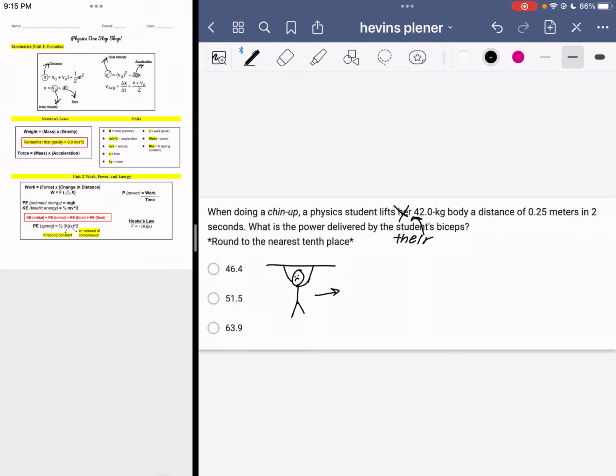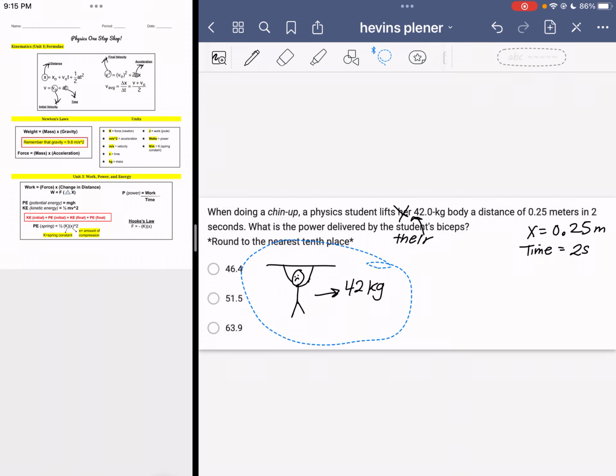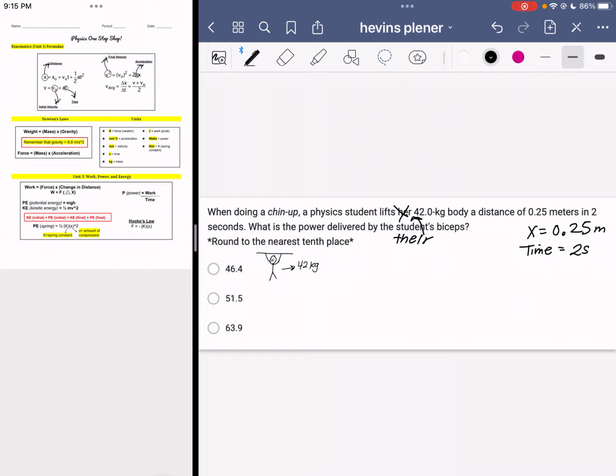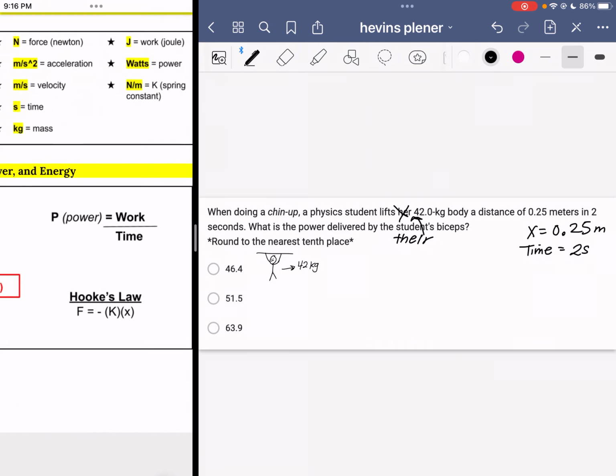So, my mass is 42 kilograms. Our distance is 0.25 meters. Our time is 2 seconds. What is the power delivered by the student's biceps? Okay, so this is a 3-step problem. So if you did it in one go, there's something wrong. If we're looking for power, we need to work backwards. You have to do like 3 different equations.